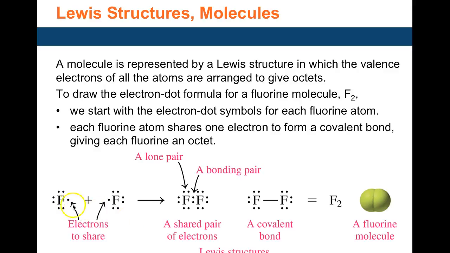So two fluorines come together. Fluorine is in group 7, so it has 7 valence electrons, and so it's one short of an octet. So it comes together with another fluorine, and a bond is formed. This is the bonding pair, and there are 3 lone pairs on each fluorine. You can represent that bond with a line. And so this is F2. Again, fluorine, like hydrogen, is an element. It's a diatomic element, so it exists in nature as a gas as F2.